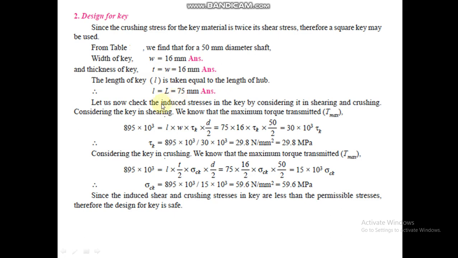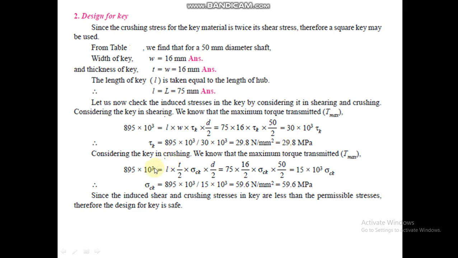Now we have to check the design for the key. How will you check the design? We apply the formula for torque of the key under shear. Torque is 895 into 10 raised to power 3 = L × W × τ × D/2. Put the values of length, width and diameter. You will get the value of the shear stress for the key and the answer is 29.8.